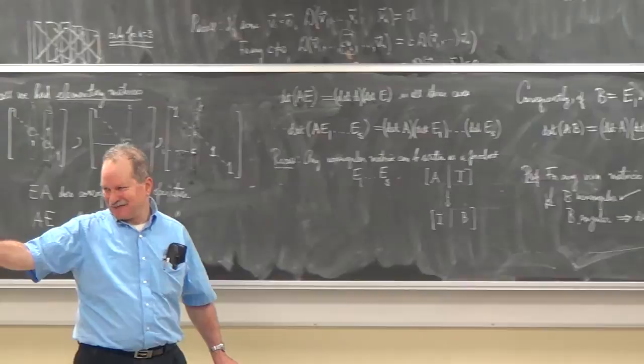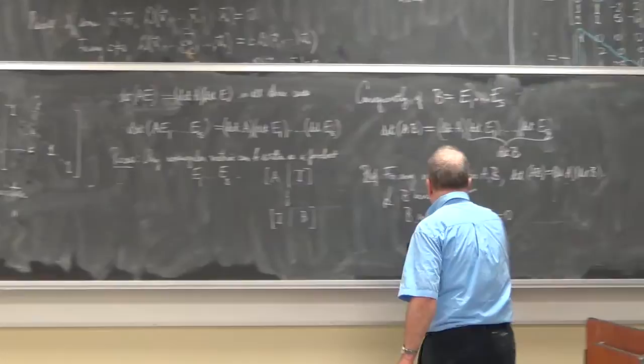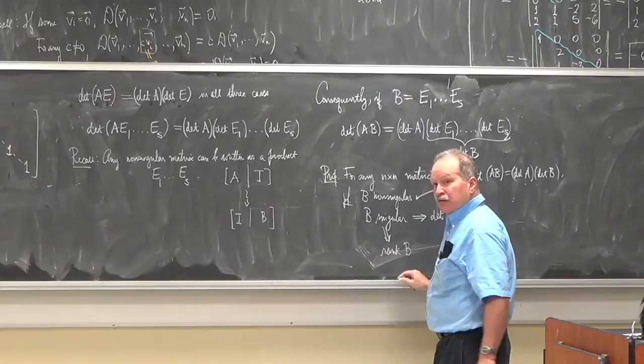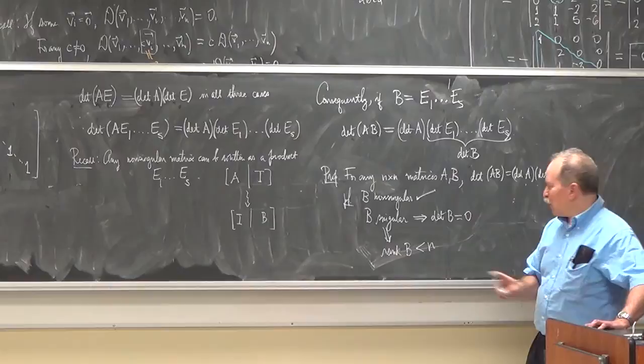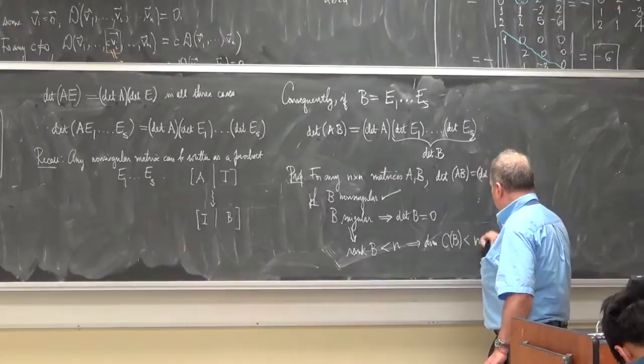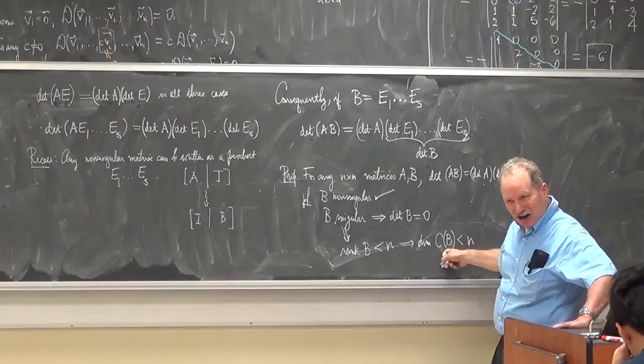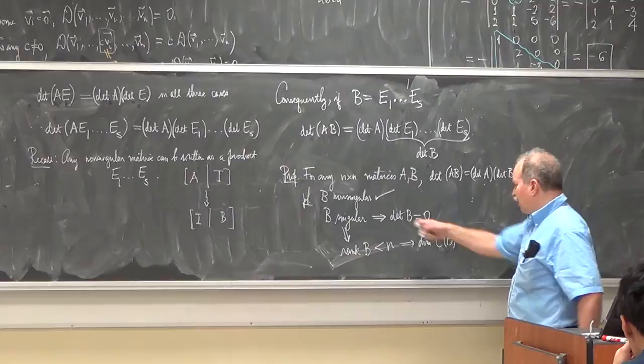So, do you recall that B singular means the rank of B is less than n? And rank is the dimension of the column space as well as being the dimension of the row space. Therefore, there's a linear dependence among the columns, so you can combine the columns to get zero in some non-trivial way. So that argues that the determinant is zero. Do you agree with that?